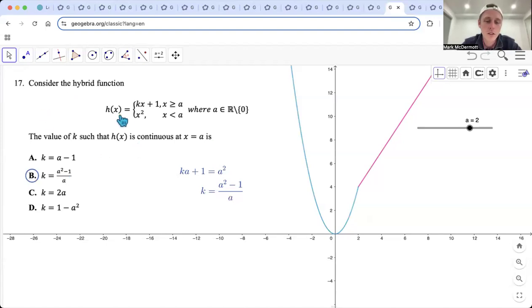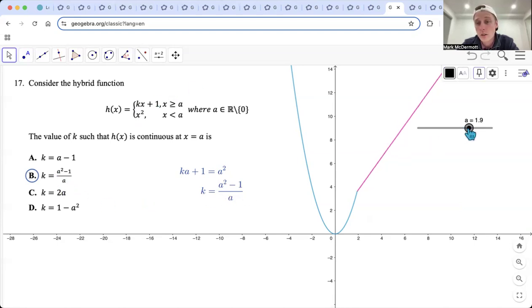Consider the hybrid function h of x equals kx plus 1, where x is greater than or equal to a, and x squared, where x is less than a, but a is an element of real numbers not including 0. The value of k is such that h of x is continuous at x equals a. So it needs to be continuous. Continuous means you can draw it without lifting your pen. So basically we want to set them equal to each other at the x value where we want them to be continuous. So k times a plus 1 must equal a squared. Just rearrange for k, and you get a squared minus 1 on a.